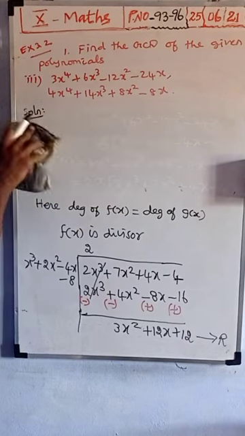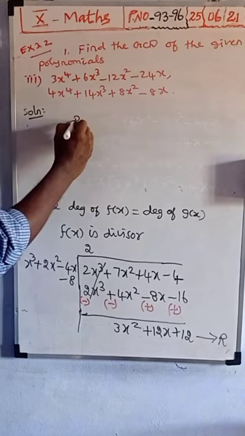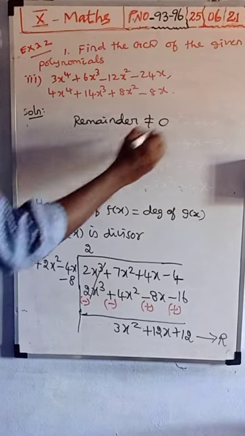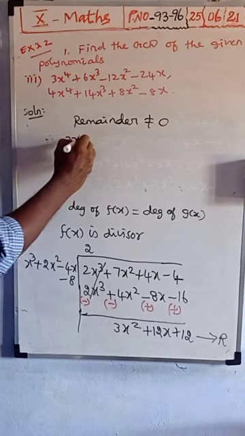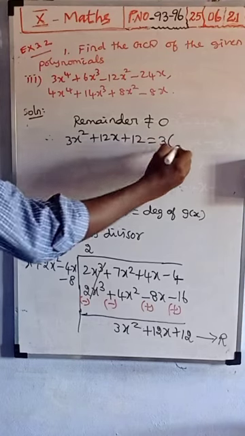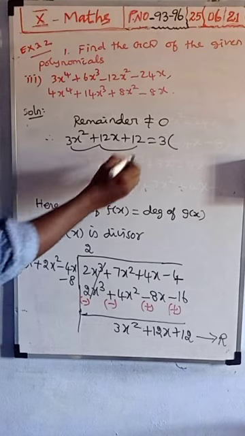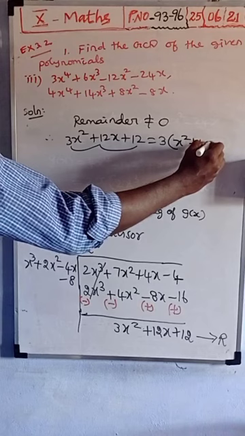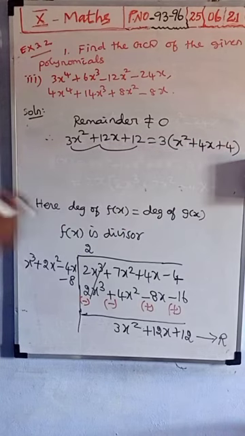Therefore the remainder is not equal to 0. So 3x squared plus 12x plus 12: what is common? 3 is common, in all of them. Taking 3 outside: x squared, 3 fours are 12x, 3 fours are 12. So 3 times x squared plus 4x plus 4 you will get.